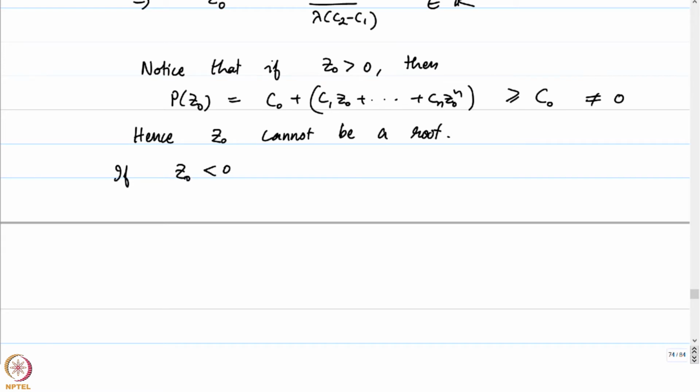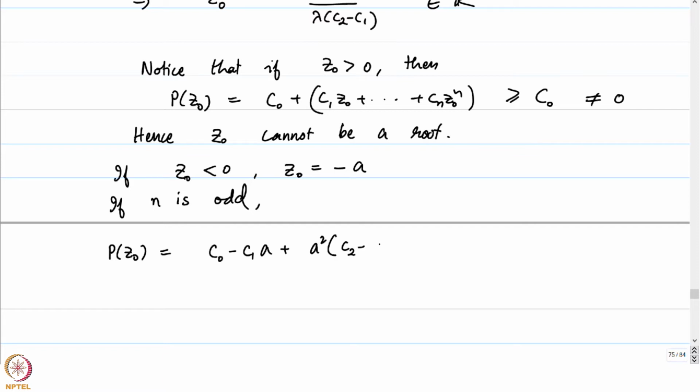Then let's divide the cases into two. If n is odd, what do we have? Then P of Z0, let Z0 be equal to, say, minus A. So this is going to be C0 minus C1A plus C2A square. So let me put an A square common here, which will be C2 minus C3A. And n is odd tells us that the final term will be of this type, A to the power n minus 1 into (Cn minus 1 minus Cn times A). So remember, A is a positive number.